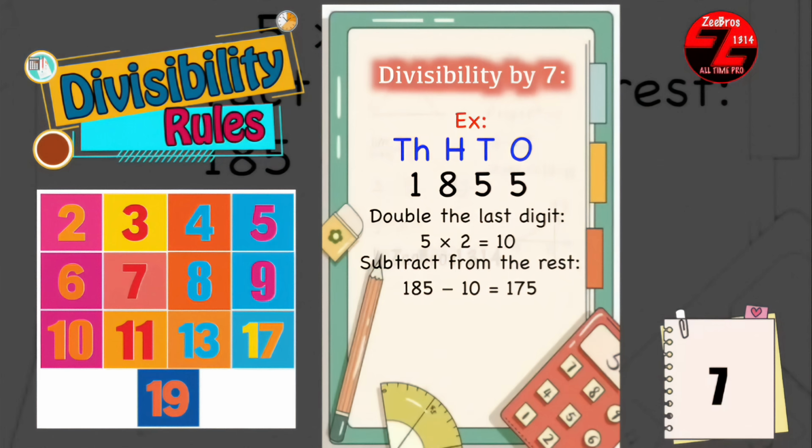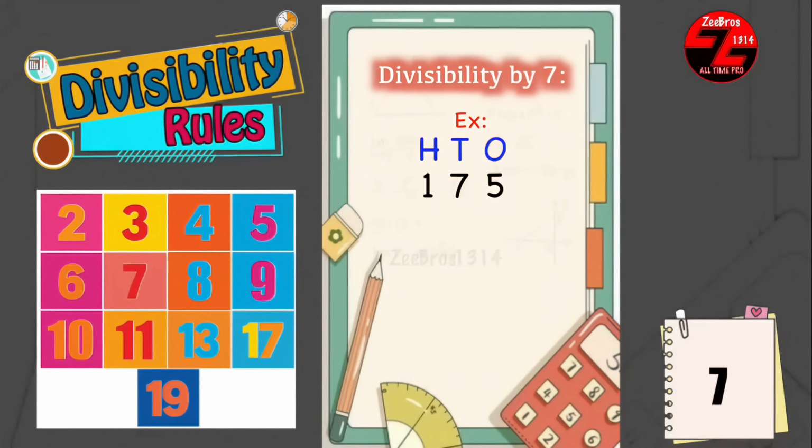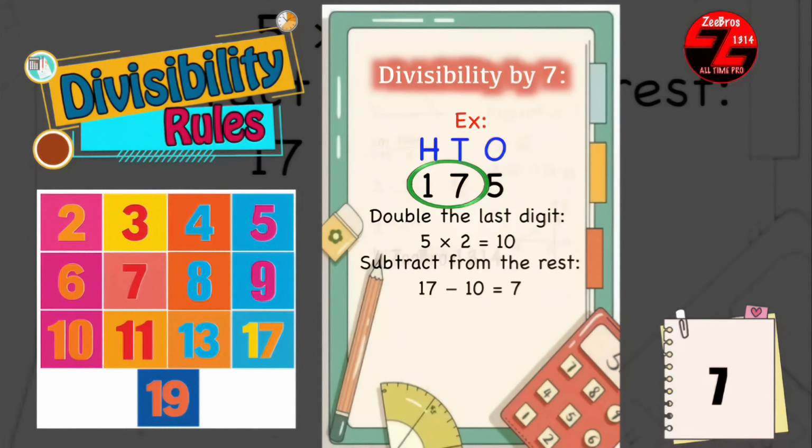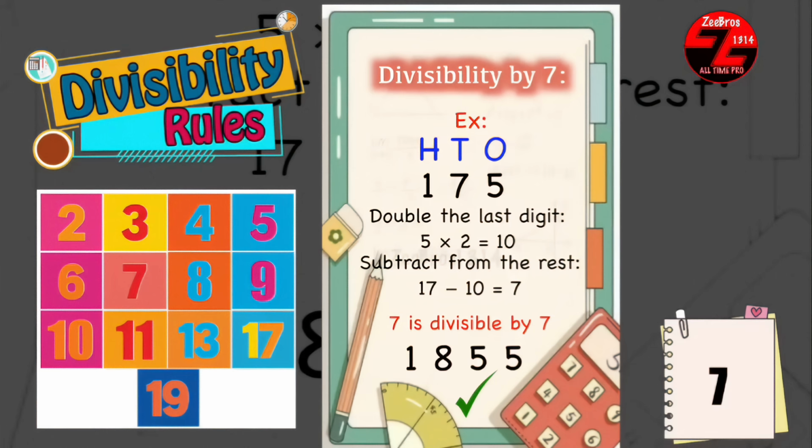For 175, we will repeat the same procedure as we did with 1855. Now, for 175, we will take the last digit of the number, which is 5, and double it. It makes 10. The remaining number is 17. When we subtract 10 from 17, it makes 7. As 7 is divisible by 7, so we can say 1855 is also divisible by 7.